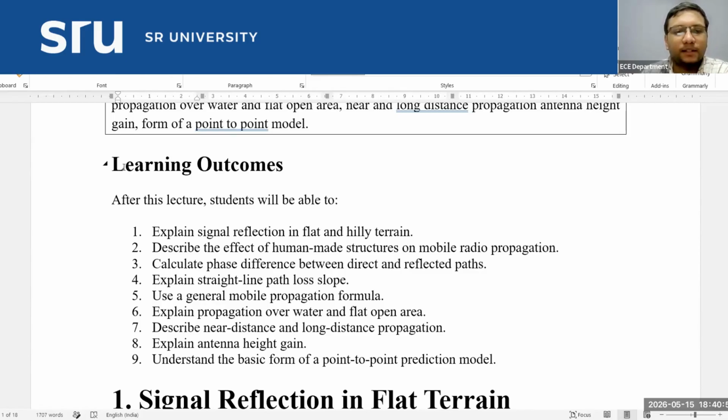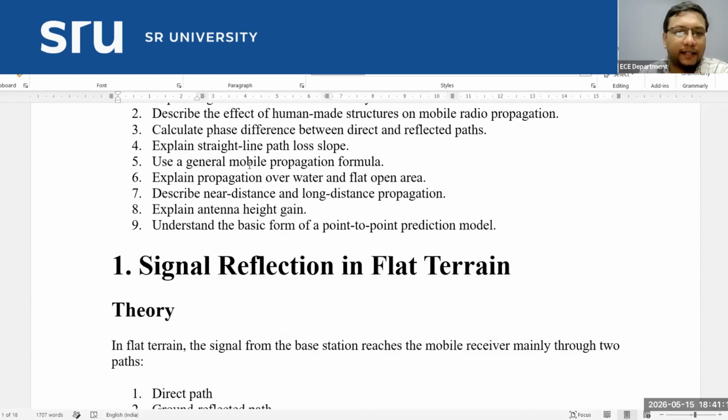You will be able to explain the propagation over water and flat open area. And you will also be able to describe near distance and long distance propagation. You will be able to explain what should be the ideal height for antenna. And finally, you will be able to understand the basic form of a point-to-point prediction model. So with this, let us start with this topic, signal reflection in flat terrain.